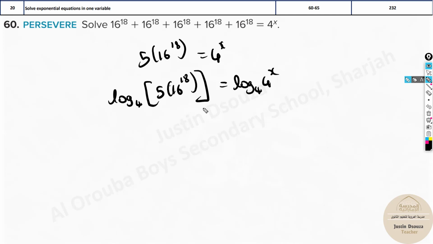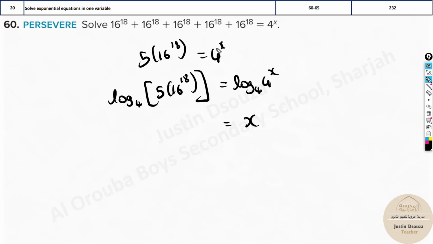You can put this directly in the calculator, but on the right side, whenever the base of the log and the argument are the same, it is 1. And the power comes down. It will be x times log base 4 of 4. This term is 1, because that is the rule of logs. So for now, just remember, whenever you have x over here, take log on both sides.